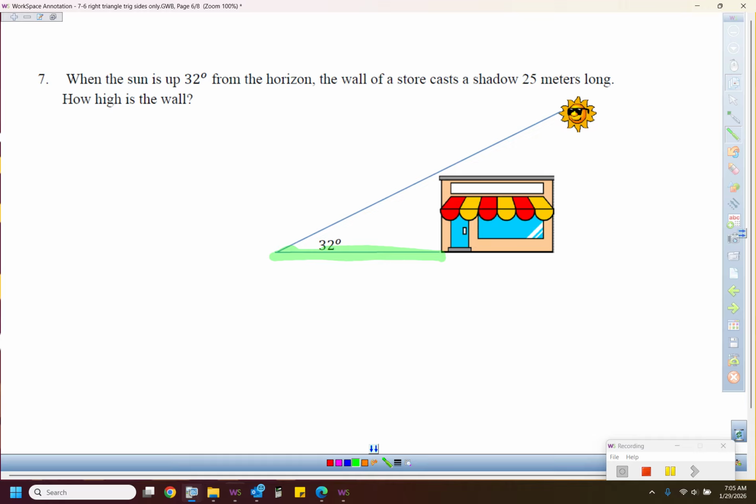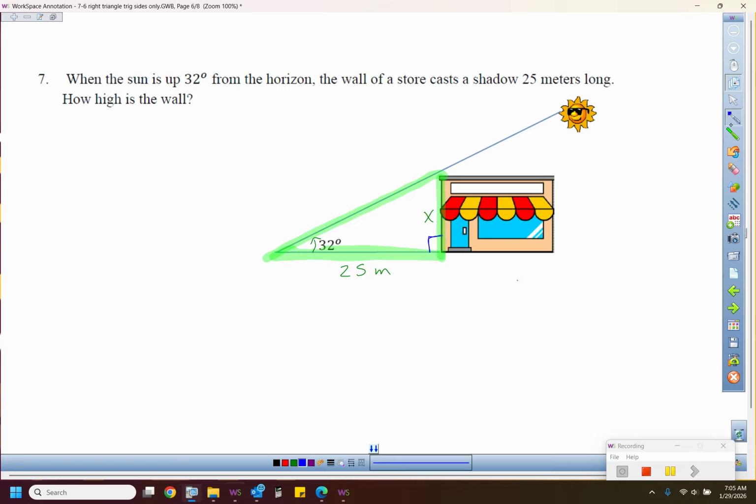The wall of a store casts a shadow that is 25 meters long. So I got the 25 meters right here. And by the way, the sun is up 32 degrees from that. It says, how high is the wall? We will call that X. And I bet you know we are assuming that that is 90 degrees right there where the store and the ground meet. So can you see we've got ourselves a beautiful little right triangle in this case.